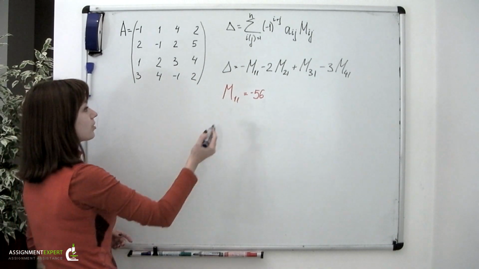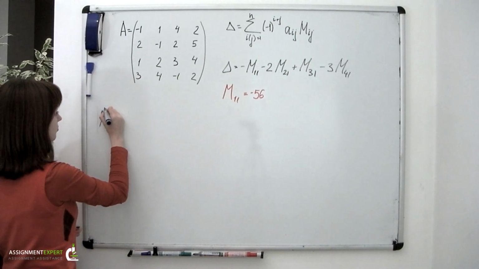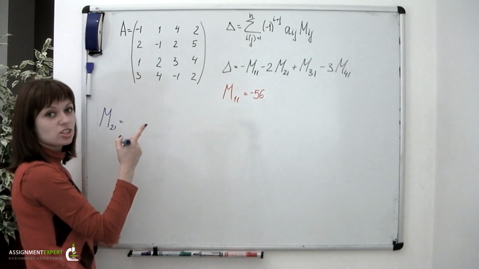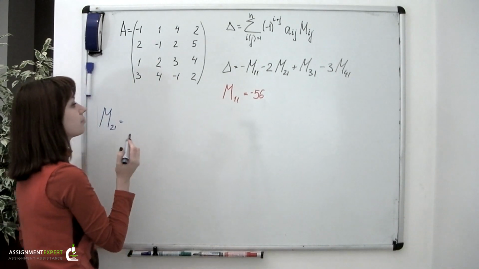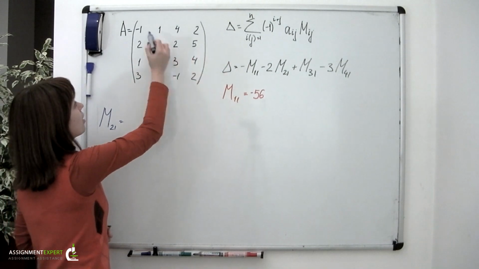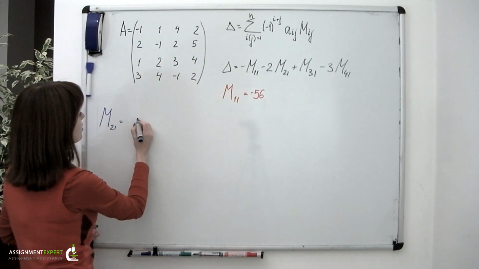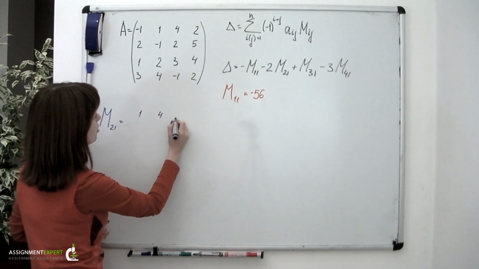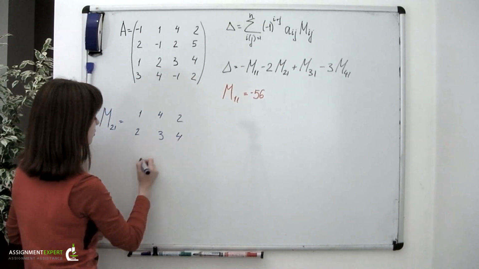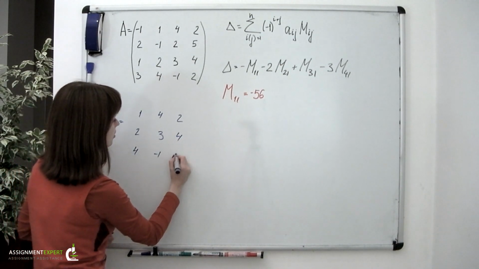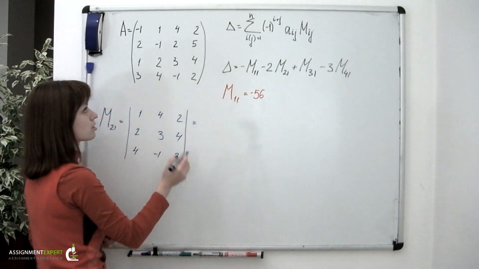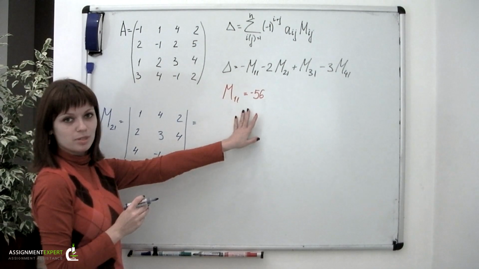Now to the second minor, m sub 2, 1. And that is a determinant of the matrix, which is obtained from the initial matrix by crossing out second row and first column. So that is 1, 4, 2, 2, 3, 4, 4, negative 1, 2.